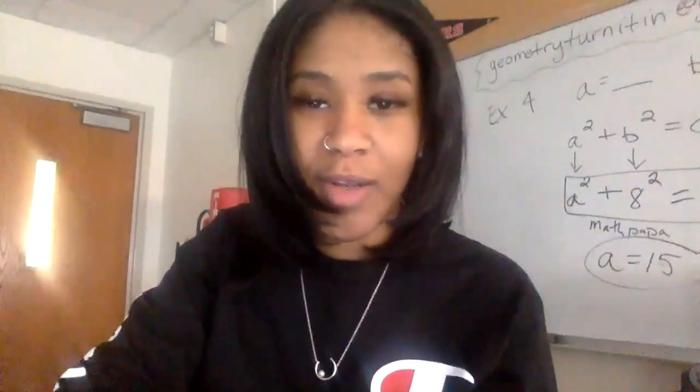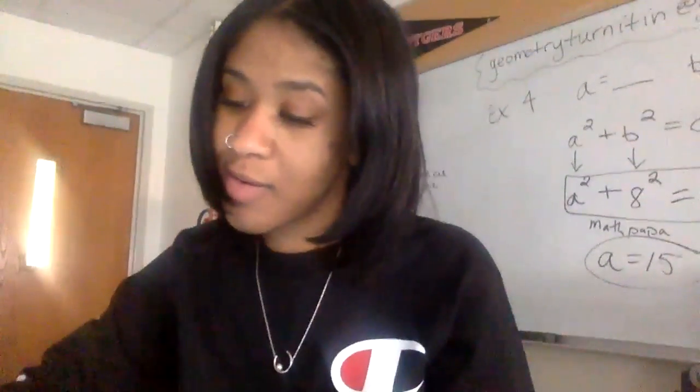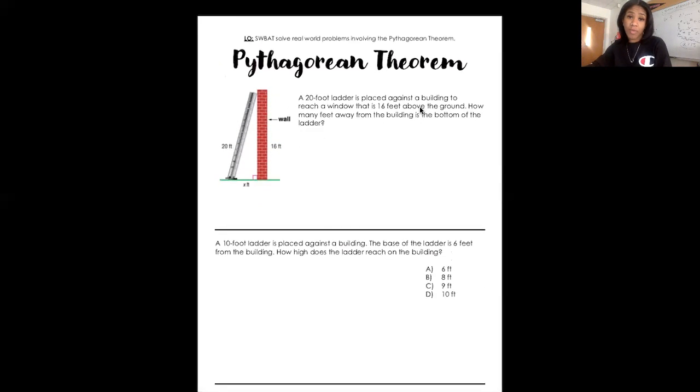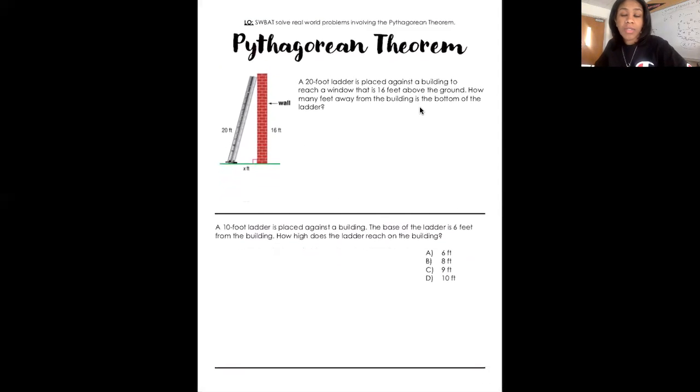Today we're going to be learning about the Pythagorean Theorem. We started this topic the last time. We learned the intro to it, how to set up the right triangle, what A, B, and C are. Today we're going to use what we learned last class to be able to solve word problems, okay? So today's lesson objective is students will be able to solve real-world problems involving the Pythagorean Theorem, okay?